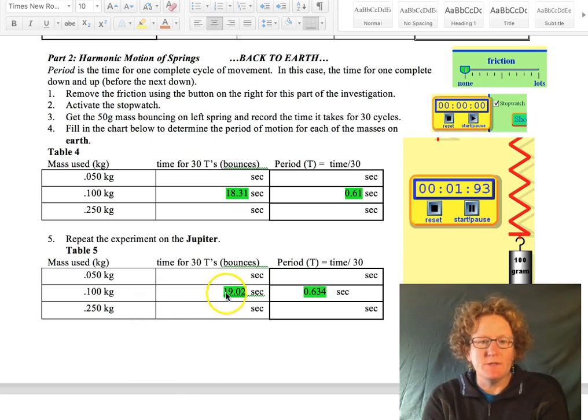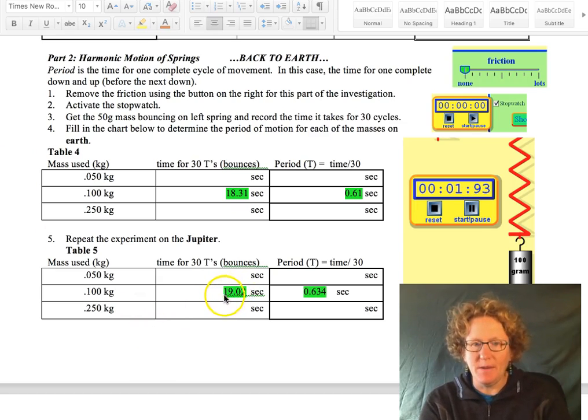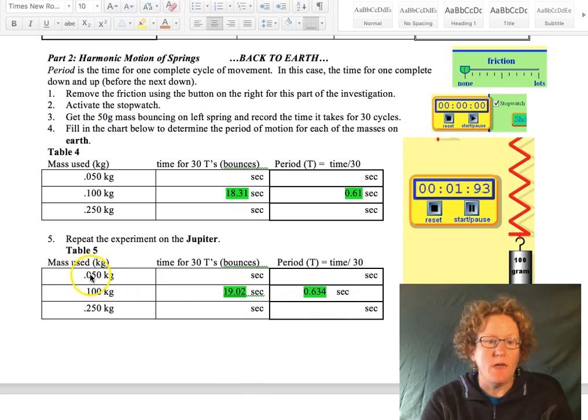So we went to Jupiter, we counted the time for 30 bounces, that's 19.02, or maybe if you got a different time, you could put that time down. And we divided this number by 30 to get the period of 1 bounce, or the time for 1 bounce, of 0.63 seconds.